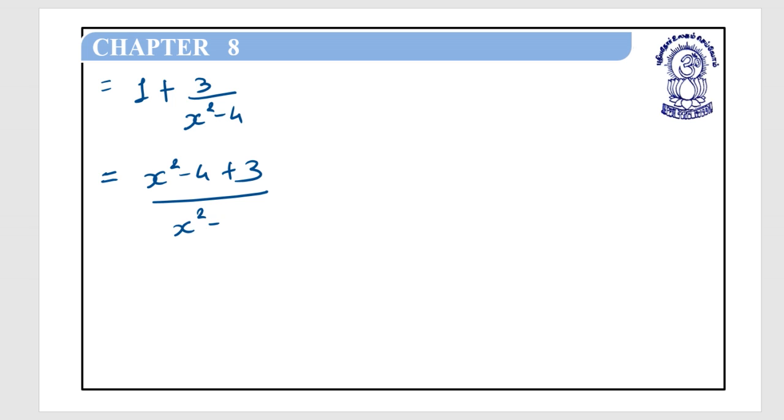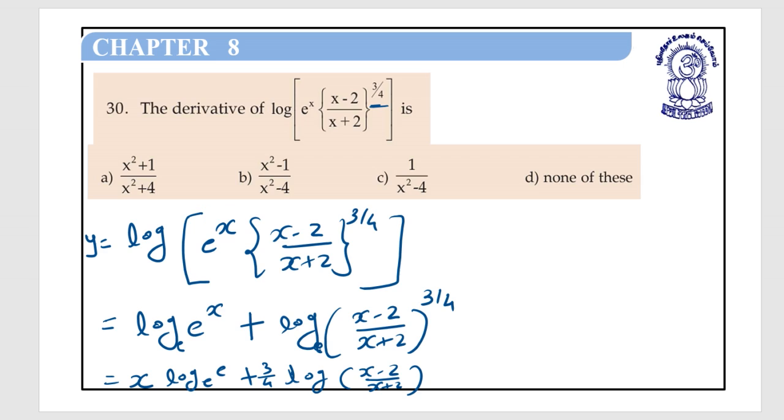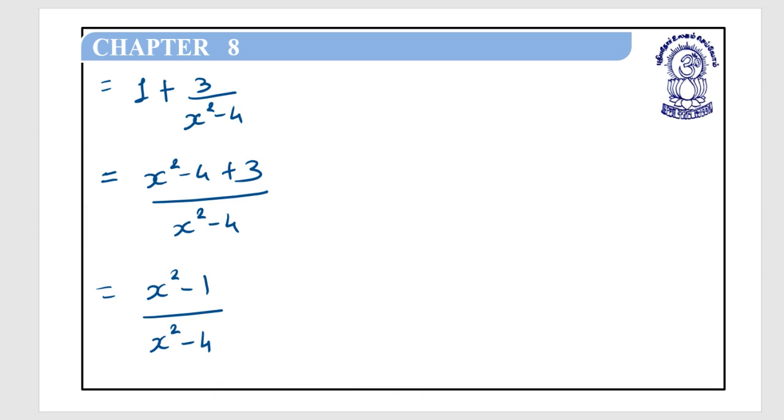So 1 plus 3 upon x square minus 4. So you can write x square minus 4 plus 3 upon x square minus 4. So it is x square minus 1 by x square minus 4. Okay. Now check the options. x square minus 1 upon x square minus 4. So option B is the right answer.